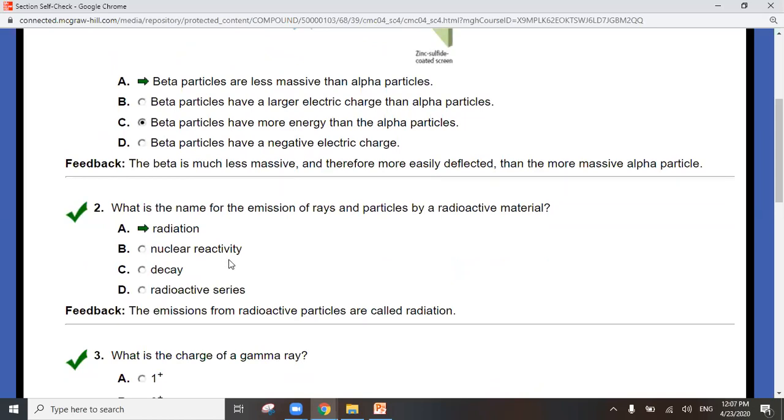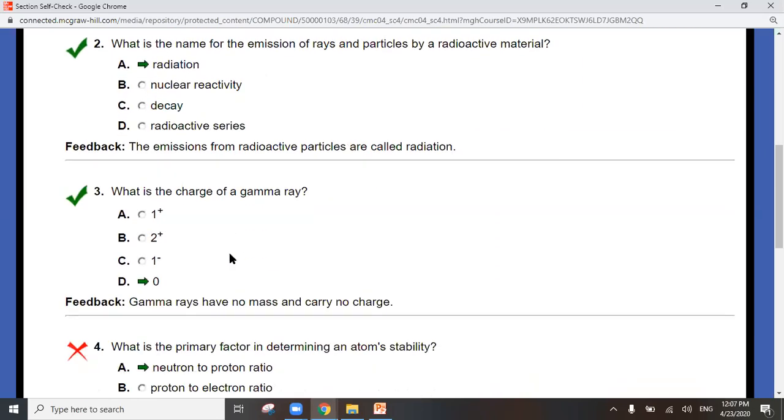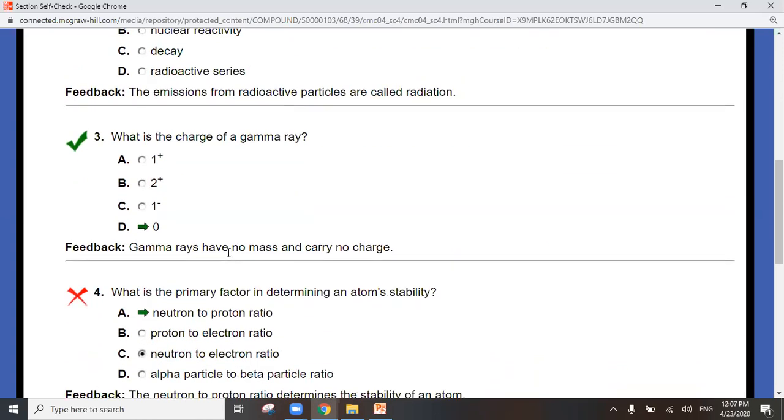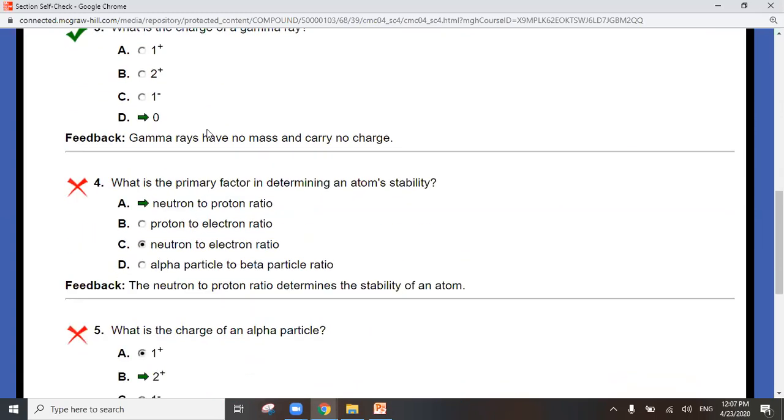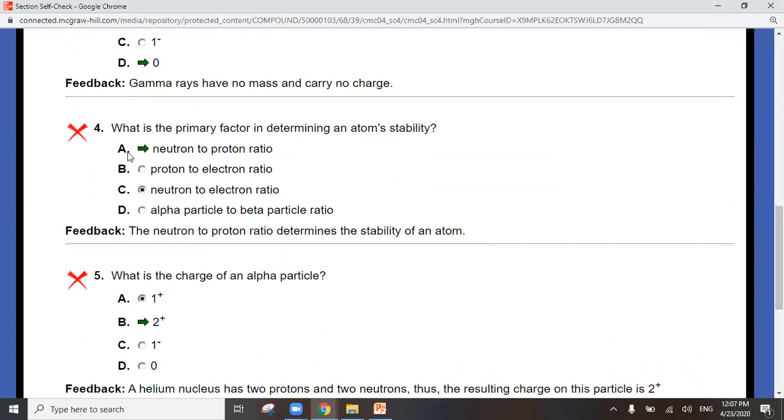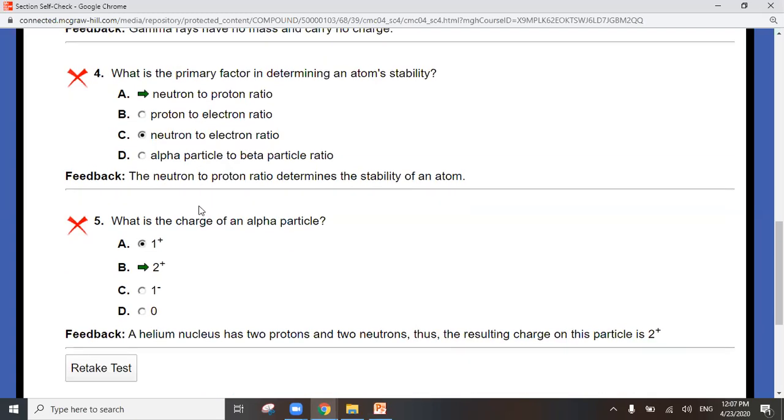Question number two, as Hussam read, radiation. It's true. Charge of gamma rays, as Saleh said, it's true. Number four, it's false from Thamer. The primary factor, I said before, is the neutrons to protons ratio. And the last one, as Bassami said, was false. It will be positive 2. The charge of alpha particles will be positive 2.